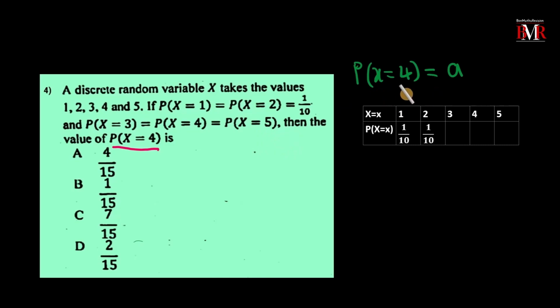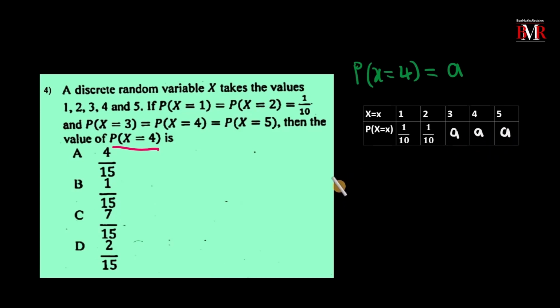So since I choose p of x equals 4 to be a letter I don't know, let's say A, means that p of x equals 3 is also the letter A, p of x equals 5 is also the letter A. So it means here will be A, and A here.